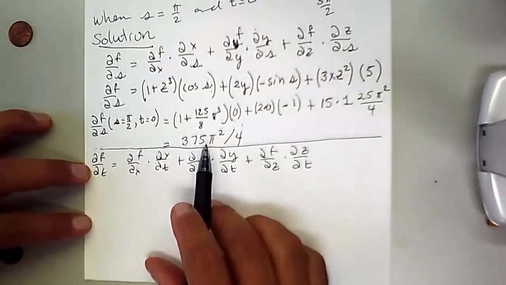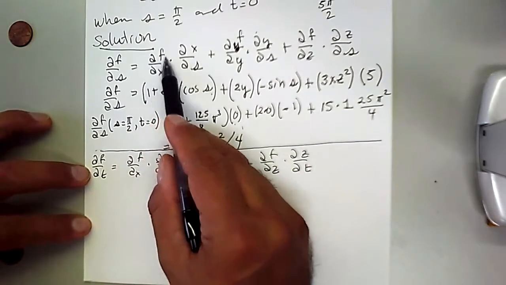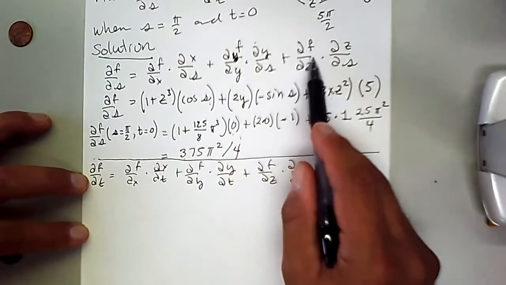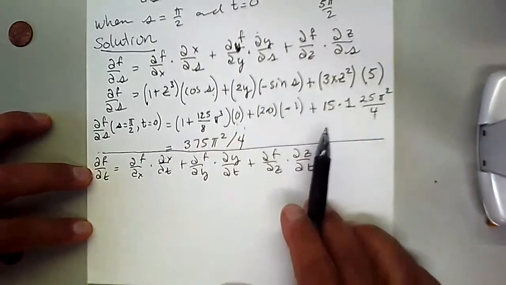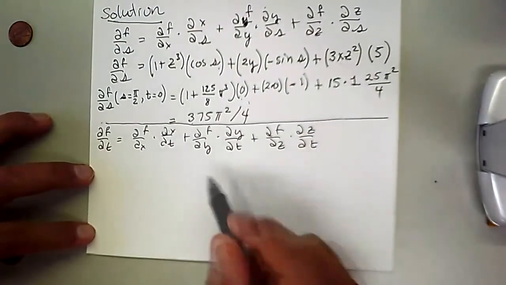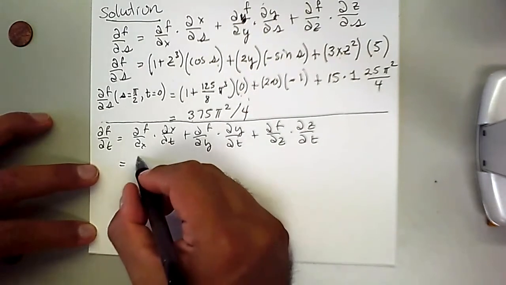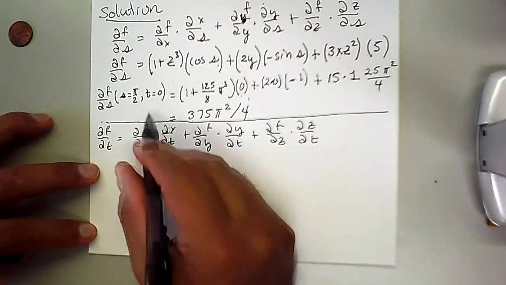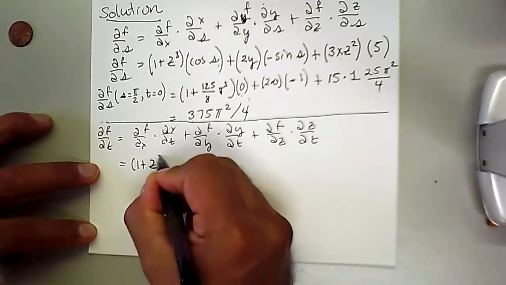I got ahead of myself. The partial of f with respect to x, partial of f with respect to y, and partial of f with respect to z show up here, so we don't have to recompute those. Although it's not a bad idea to do that because we want to double check. So what are they going to be? 1 plus z cubed, 1 plus z cubed.